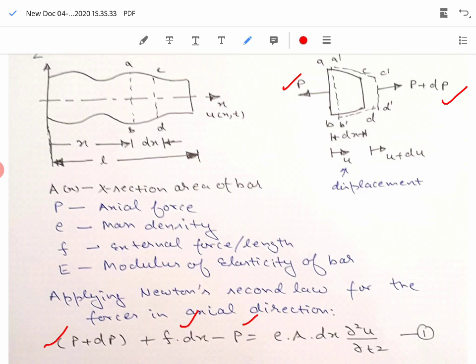Now the algebraic sum of these forces should be equal to the mass times the acceleration. As rho is the mass density, rho dot A dot dx is going to be the mass of this element. As u is the displacement, its second derivative with respect to time will provide us the acceleration. So del square u by del t square will be the acceleration here.